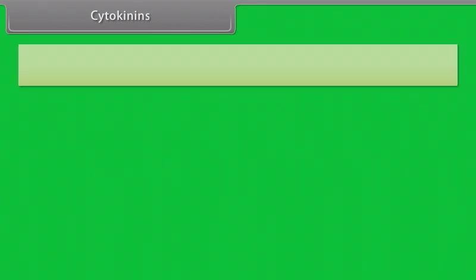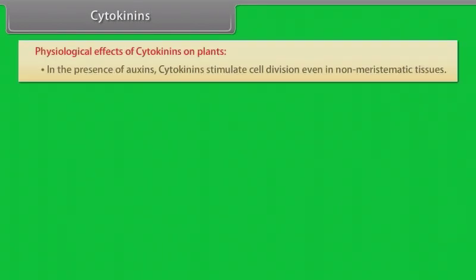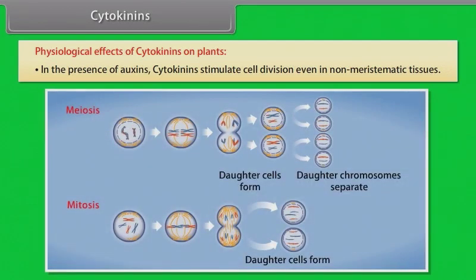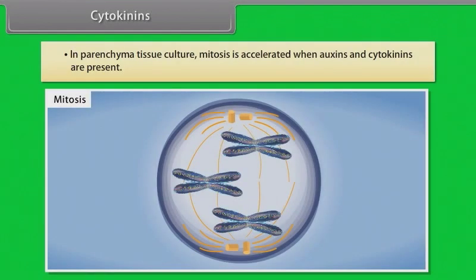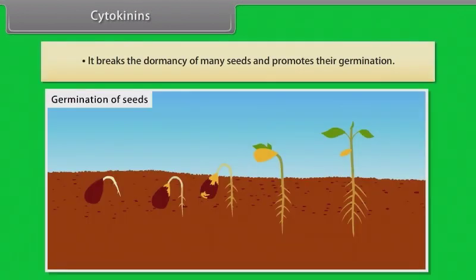Cytokinins. Physiological effects of cytokinins on plants. In the presence of auxins, cytokinins stimulate cell division even in non-meristematic tissues. In parenchyma tissue culture, mitosis is accelerated when auxins and cytokinins are present. It breaks the dormancy of many seeds and promotes their germination.